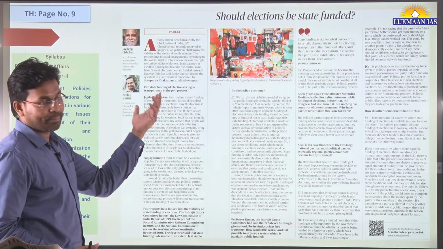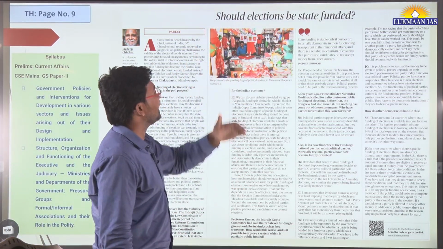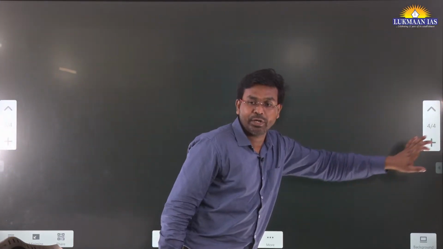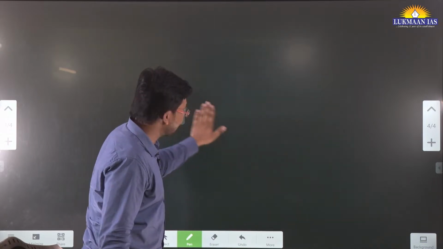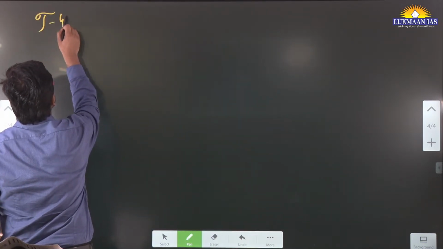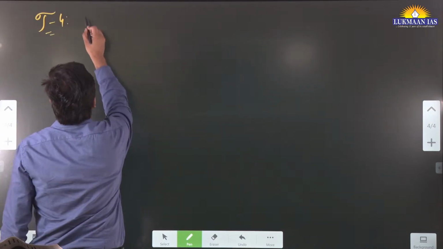Then we have another topic. This topic is again important, really important. It says, should elections be state funded? Okay, so in this article we are going to discuss the issue of funding of elections, whether it should be done by private organs, by the political parties, or it should be state funded. Okay, should elections be state funded?